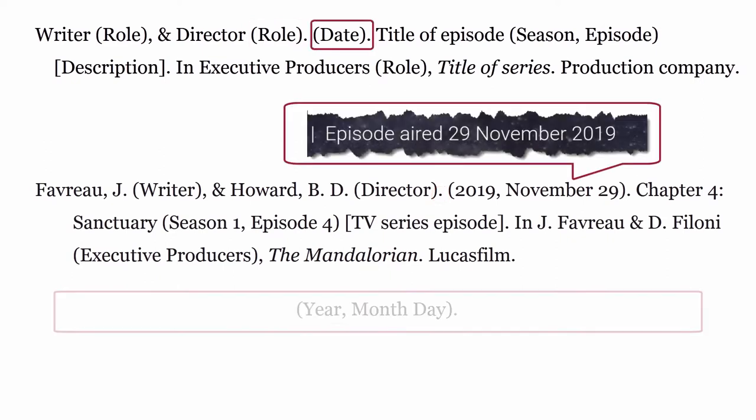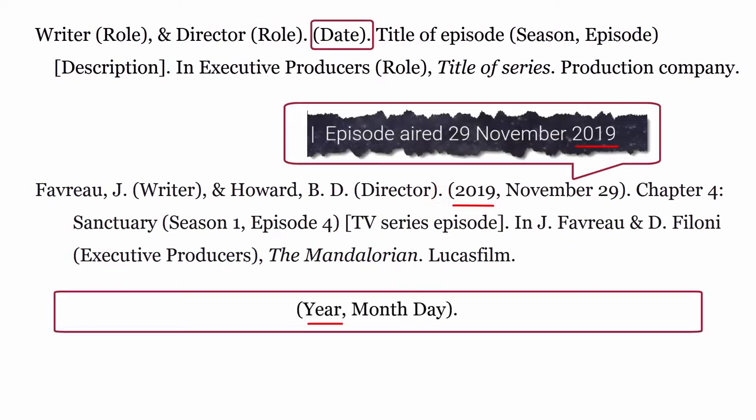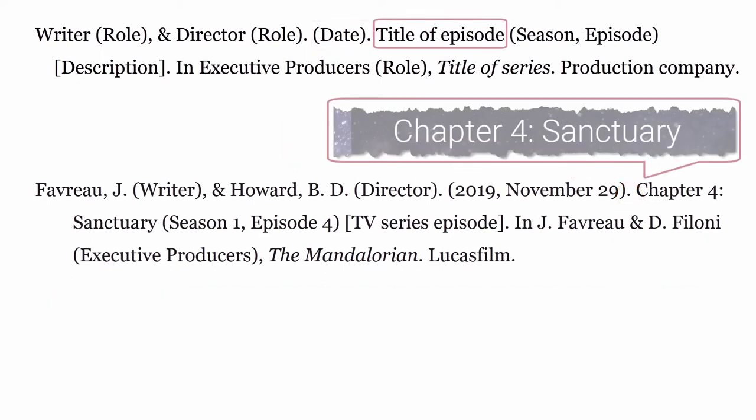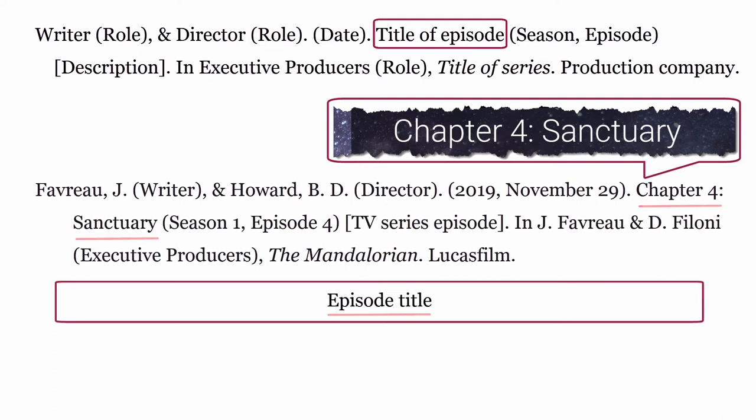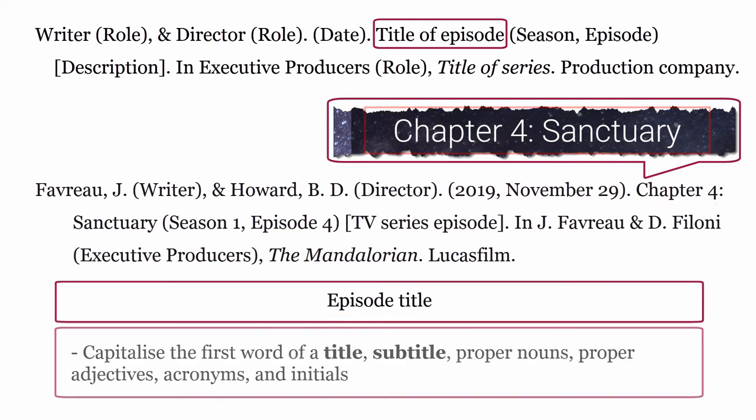Original date of airing. Include the year, comma, the month, and then the day. The date is surrounded by round brackets, followed by a full stop. Episode title. Include the title of the episode. Capitalize only the first word of a title, subtitle, proper nouns, proper adjectives, acronyms, and initials.